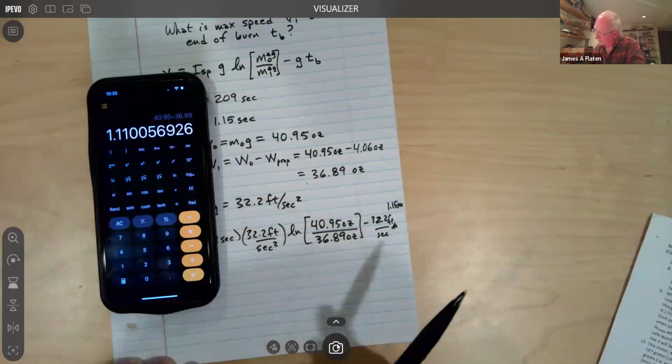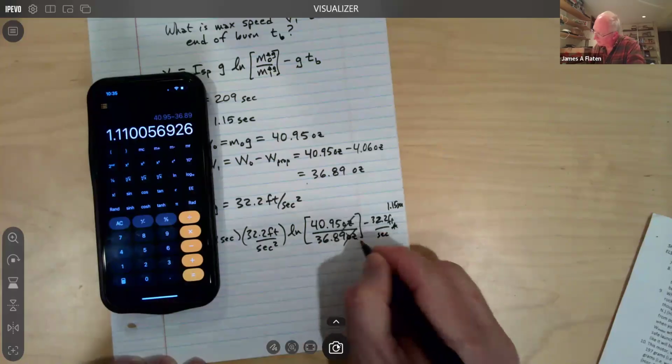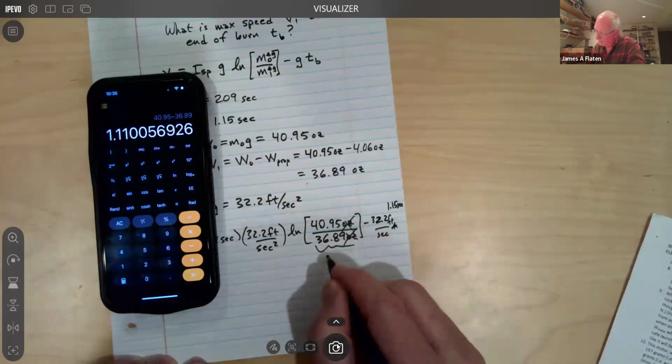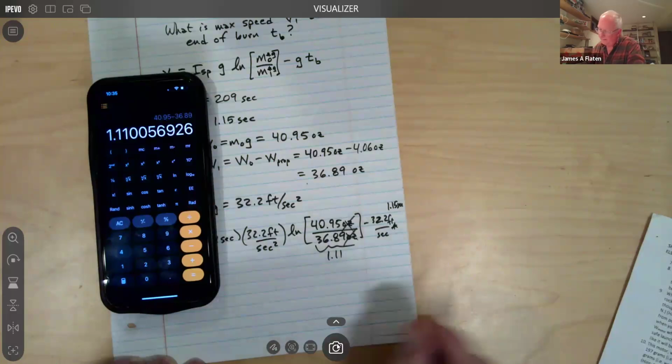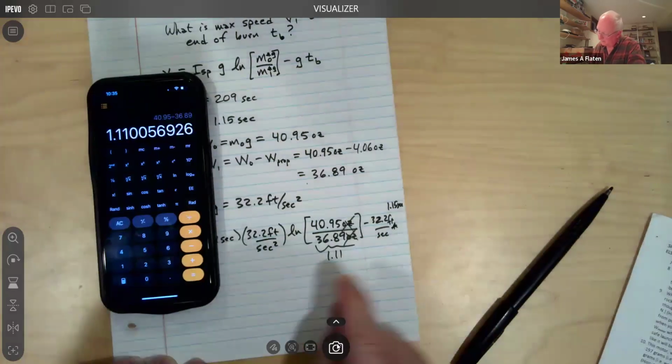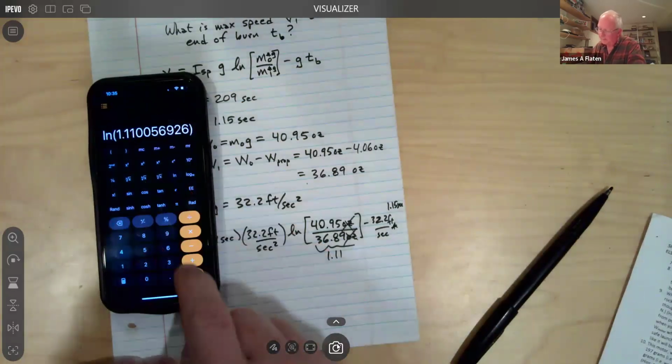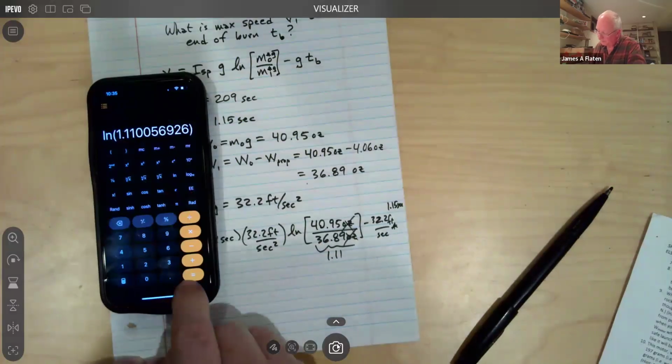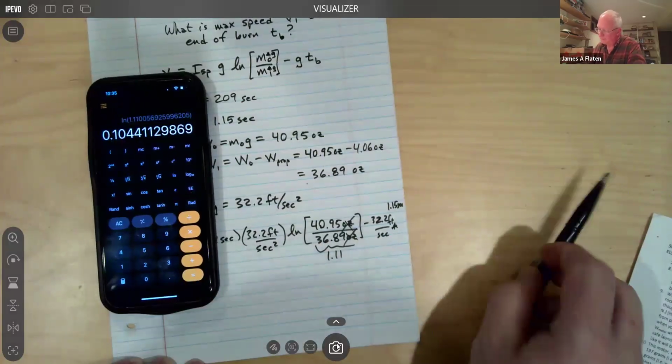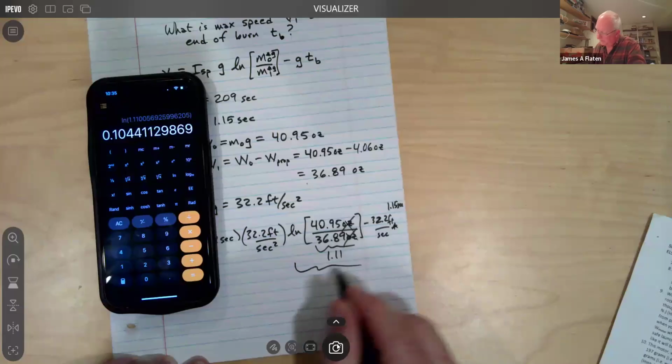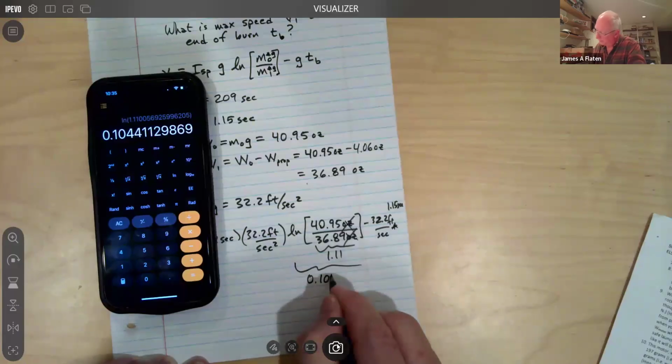So there's a number. Notice ounces cancels. This number is 1.11. And then I want to take the natural log of that number. So I just press ln and it asks, do you want the natural log? I say yes, equals. So this entire value is 0.1044.